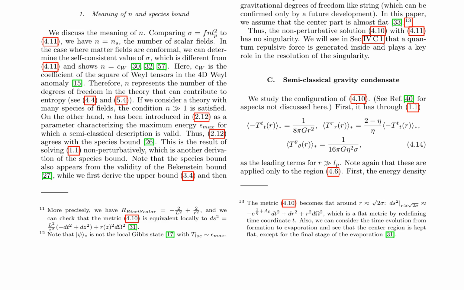The paper also discusses the meaning of N, which represents the number of degrees of freedom contributing to entropy, and its relation to the species bound. Additionally, it addresses the absence of singularity in the solution, highlighting the minimum width of subsystems and the small center region that cannot be described by the metric.